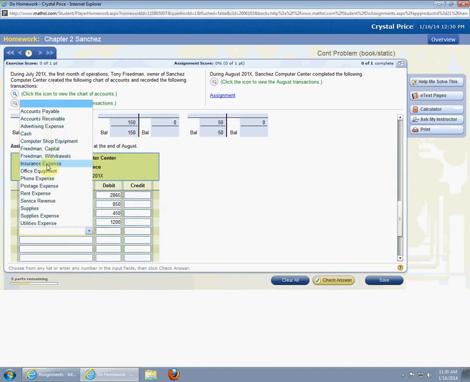What was the C again? It's liabilities, capital, and revenue.